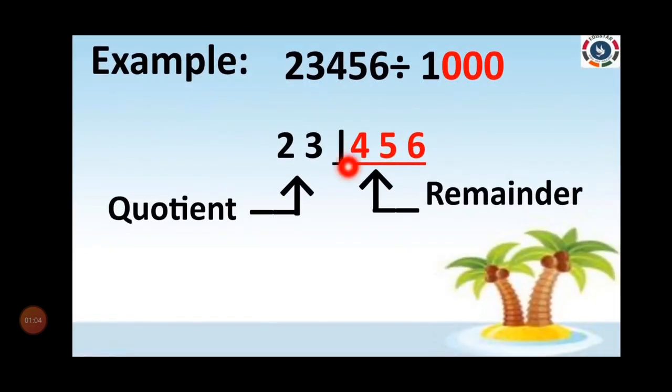For example, 23,456 divided by 1000. You see here how many zeros are there in 1000? 3 zeros. So you take the last 3 digits as the remainder, and the remaining numbers are the quotient. You can imagine that. So what is the quotient for this? Quotient is equal to 23 and remainder is equal to 456. So everything is based on the number of zeros.